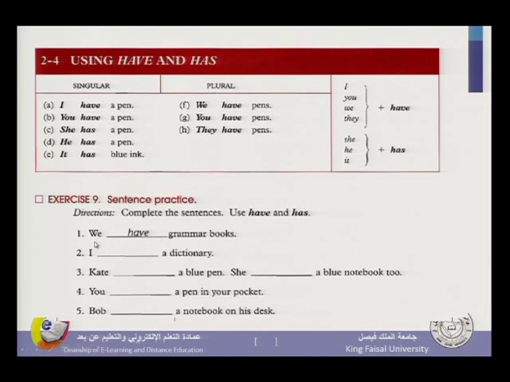So when I say, for example, we, I should use have, not has. Can I say we has grammar books? No, we have grammar books. I, has or have? Yes, have, because I takes have. Kate, what about Kate? Should I say Kate has or Kate have? Yes, Kate has, because Kate can be represented by the pronoun she, which takes has. You have, right? You have a pen. Bob, again, Bob can be represented by the pronoun he. So I say Bob has, like this one, has notebook.